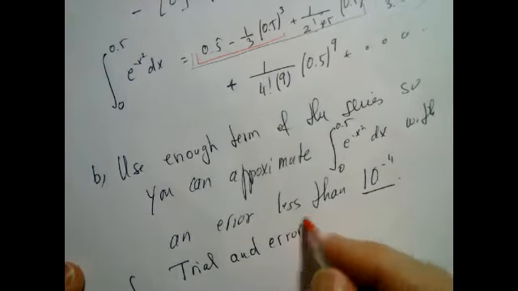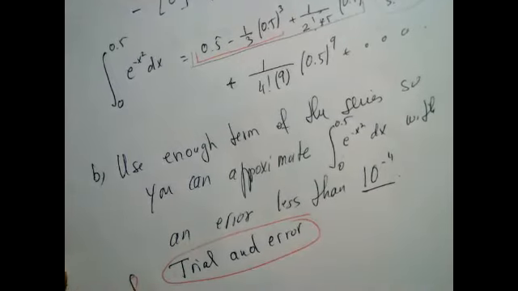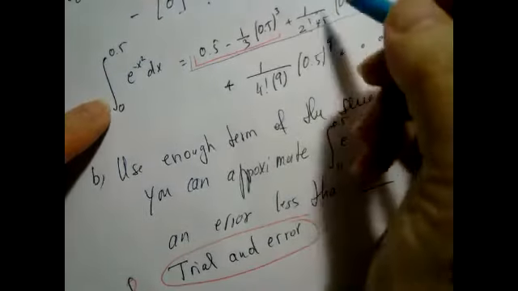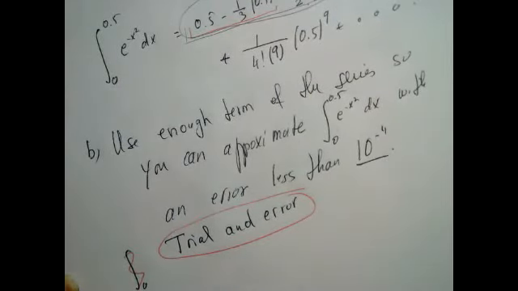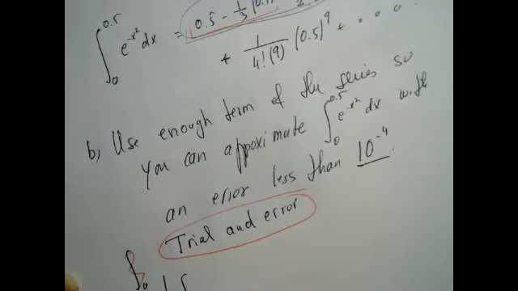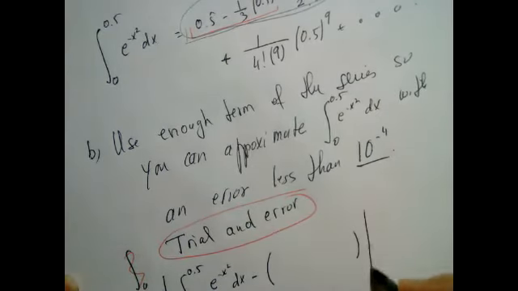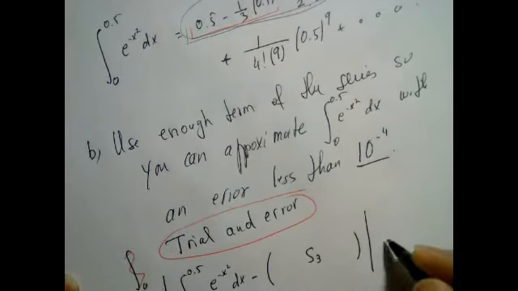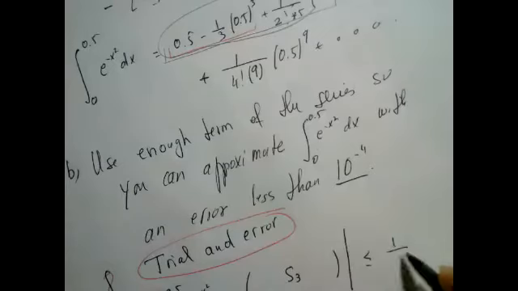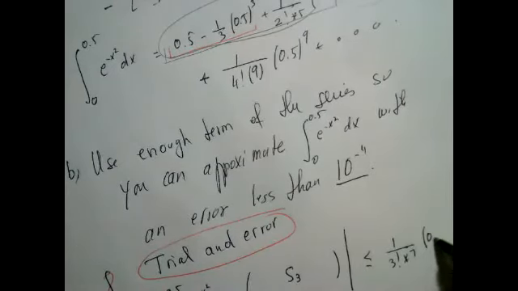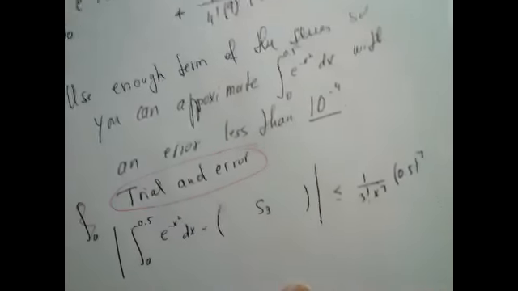Trial and error. And usually it's not too bad. Suppose I use the first three terms to estimate. So by the alternating series test, suppose I estimate the integral with the first three terms, with S3. The error is going to be less than what? 1 over 3 factorial times 7 times 0.5 to the power 7.